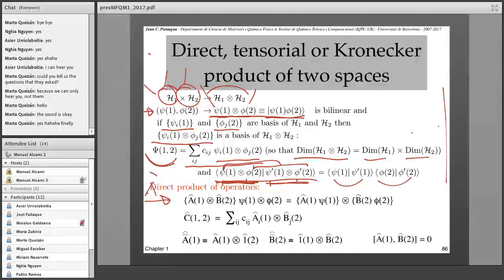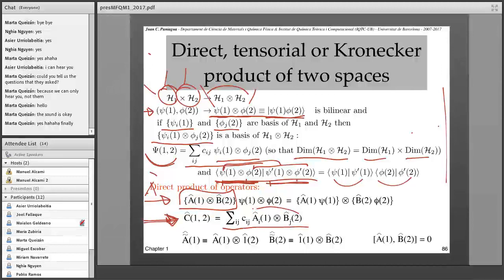Well, of course, these are not the only operators that can act in the product space. The more general operator, however, can be put as a linear combination of such products. So in fact, we can have a basis set in the Hilbert space of the operators, and this is a basis, and this is the expression of any operator in the product space.